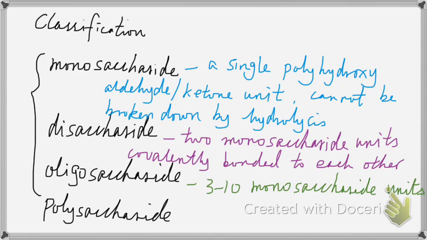And lastly, polysaccharides. Poly means many. There are more than 10 monosaccharide units, and generally this will be several thousand units. There are 3 categories of polysaccharides: cellulose, starch, and glycogen, and we will talk about them more in detail later.